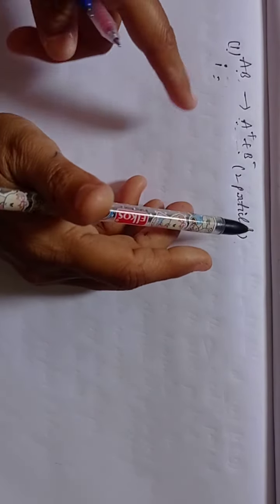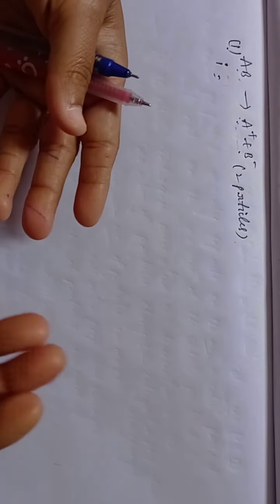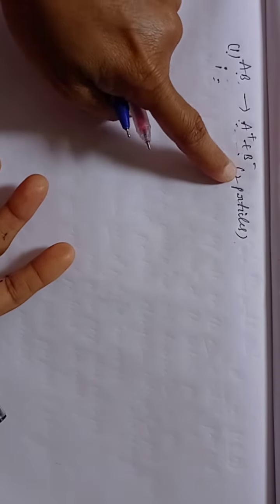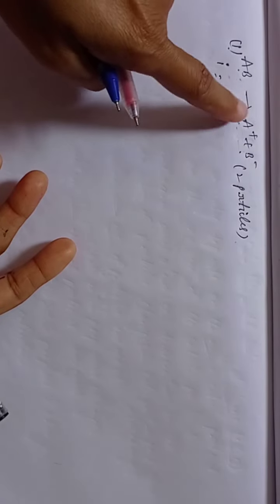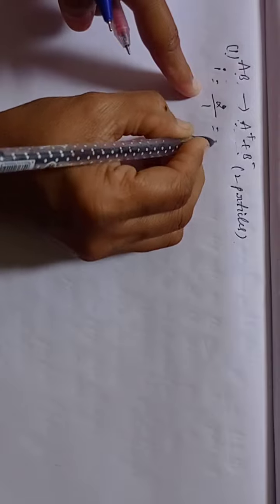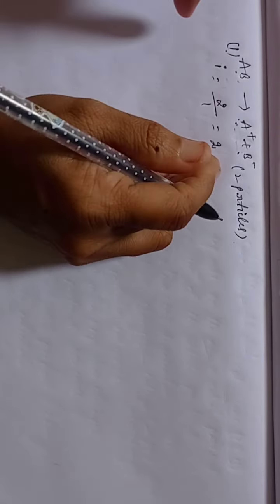So i is equal to the total number of particles after dissociation or association divided by the total number of particles before dissociation or association. After dissociation there are 2 particles, before dissociation 1 particle. So we can write 2 by 1. i is equal to how much, students? i is equal to 2.